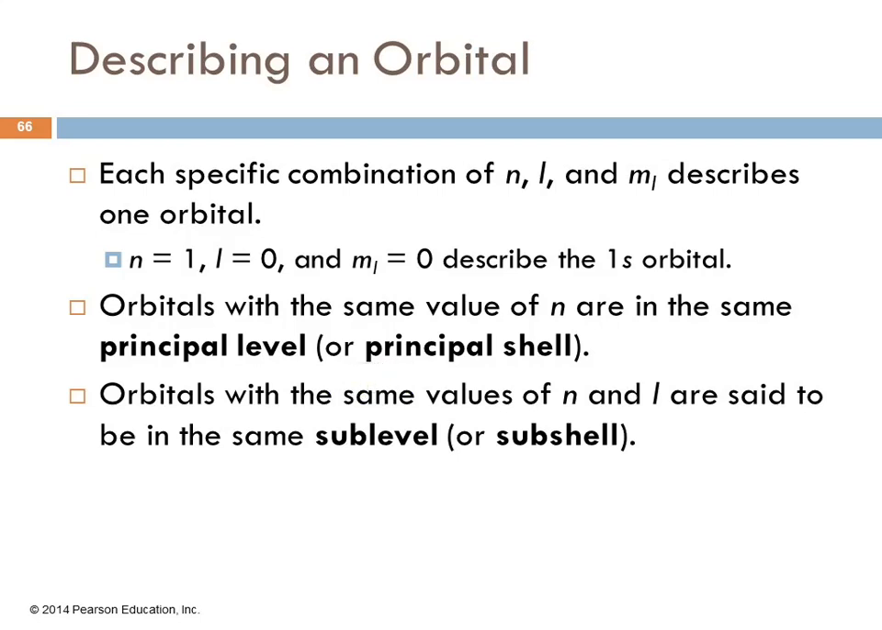So this is where thinking about the Bohr model helps a little bit. The shells got bigger. The orbits got bigger as you went out, right? And these principal levels, the orbitals do get bigger as you go out, and they get larger in energy. If we've got orbitals that have the same values of n and L, then those orbitals are said to be in the same sublevel or subshell. So shell and level are 2 terms that we use kind of interchangeably.